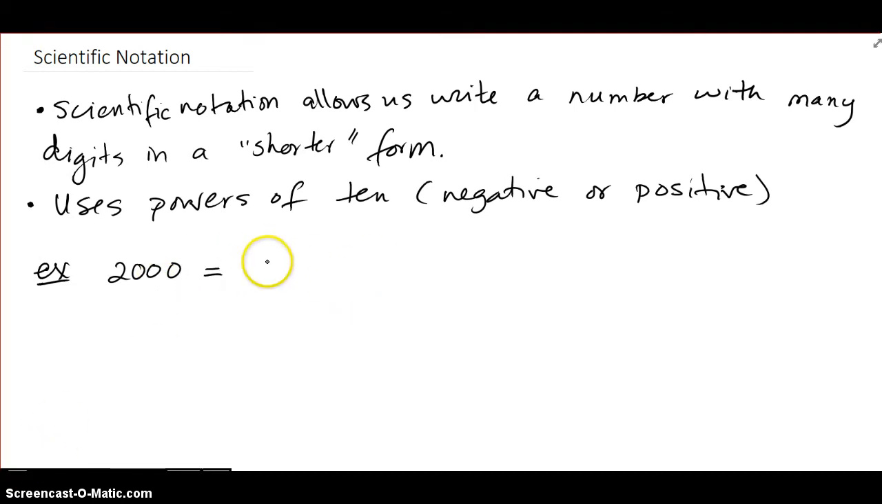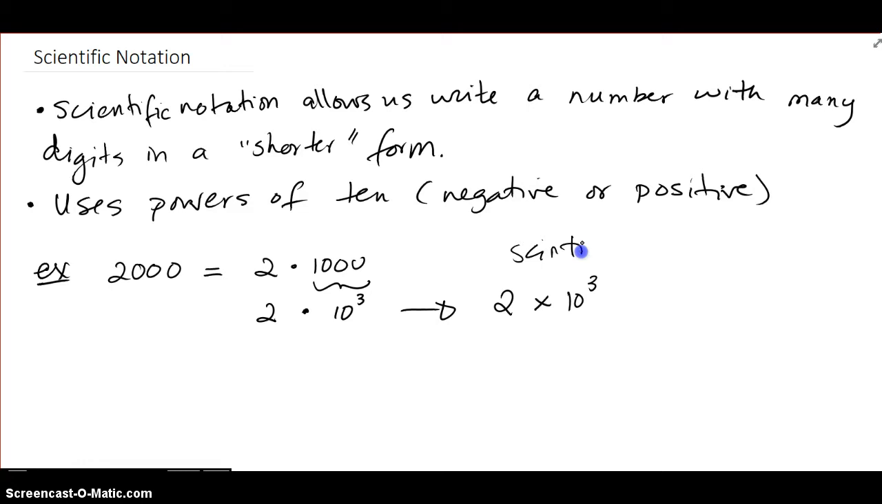So we can say 2000 is really 2 times 1000, and then we can take the 1000 and write it as 10 to the third, because 10 to the third is really 10 times 10 times 10, which gives me 1000. So we have it broken down as 2 times some power of 10, and often for scientific notation we use the notation of an X or a cross for times, like you used to do in grade school. So this is the scientific notation basically for the number 2000.